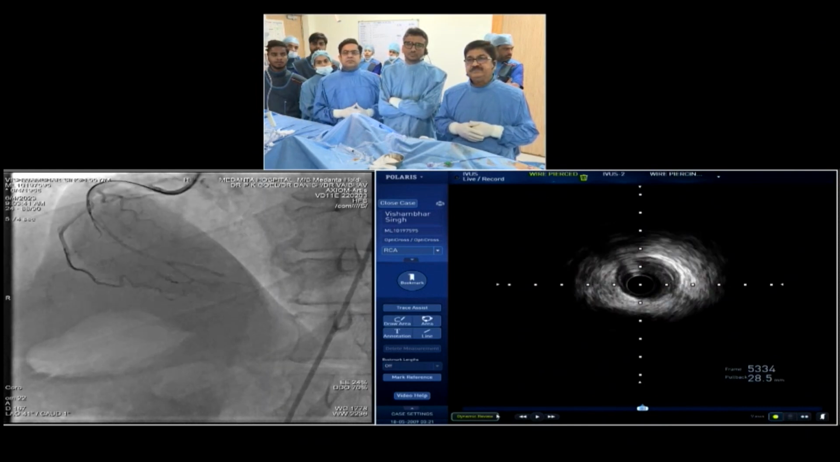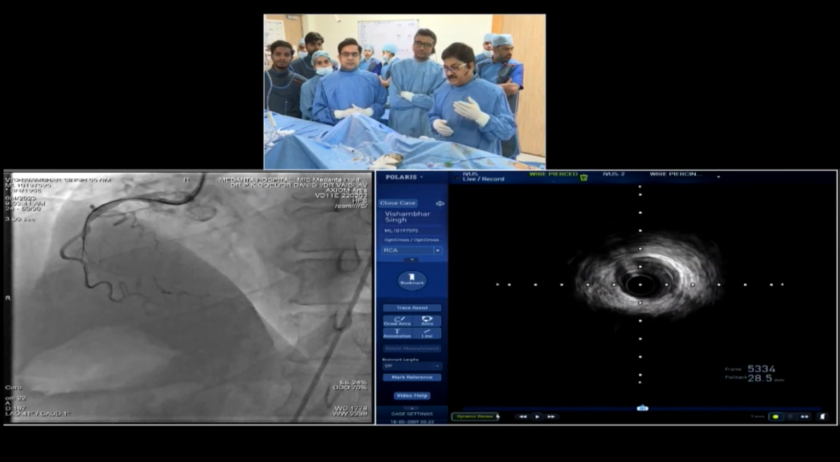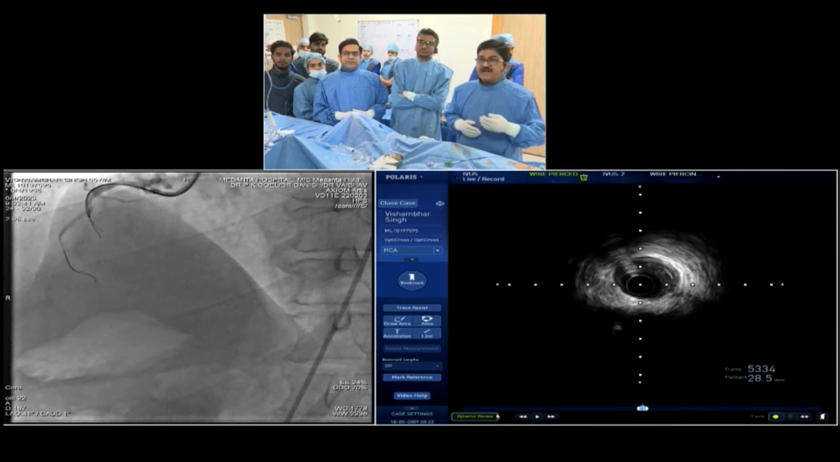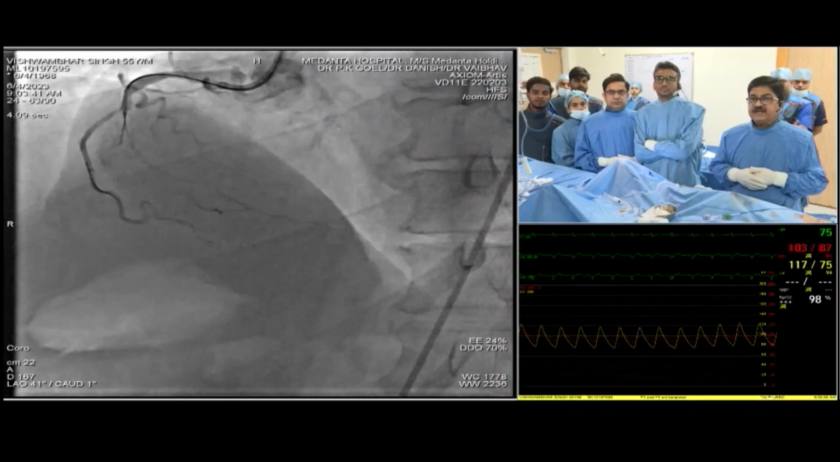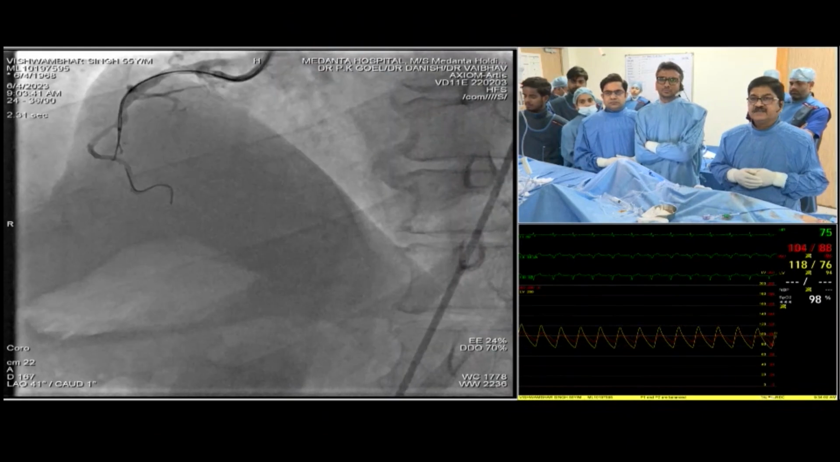And now for the parallel wire, what I have is a Gaia 3. Because always, in principle, the parallel wire should be a stronger wire than the previous one, and something which you can maneuver in direction. Next.